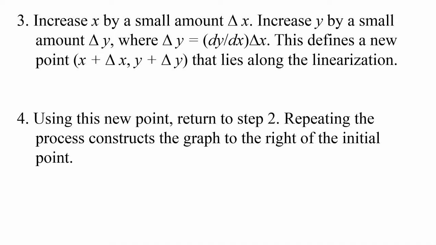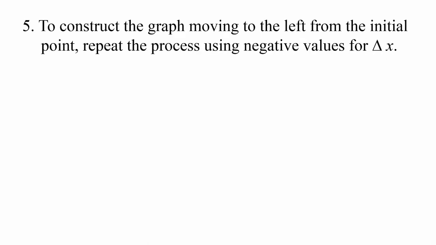Repeating the process constructs the graph to the right of the initial point. To construct the graph moving to the left from the initial point, repeat this process using negative values for delta x. Let's take a look at a diagram that will illustrate this method.